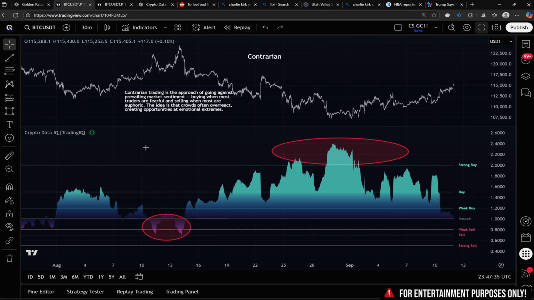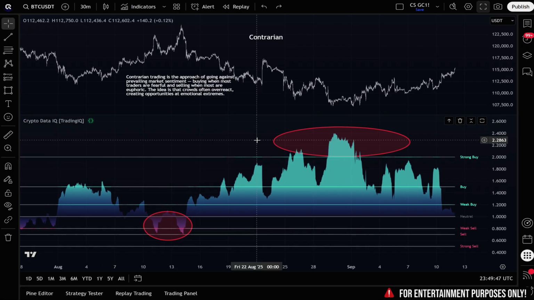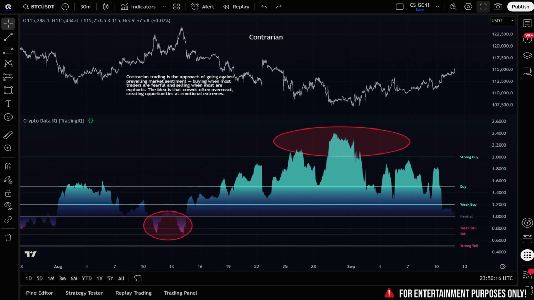And the idea is that crowds often overreact, creating opportunities at emotional extremes. And this is exactly how I use the long to short ratio accounts feature in Crypto Data IQ. Now, I've never really considered myself a big contrarian trader, mostly because I've never had access to real-time data like this. But with this indicator, it's much simpler for me to spot emotionally charged moves where the crowd all piles in the same direction. And that's exactly where reversal opportunities appear.